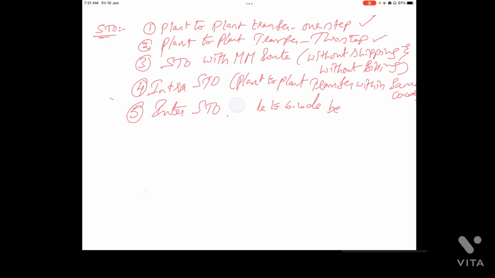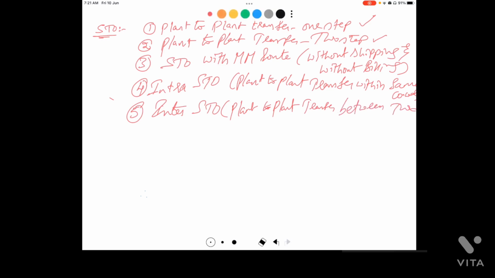Plant to plant transfer between the two company codes. So do you understand why we need to do inter STO and intra STO? This is the same company code and this is a different company code.